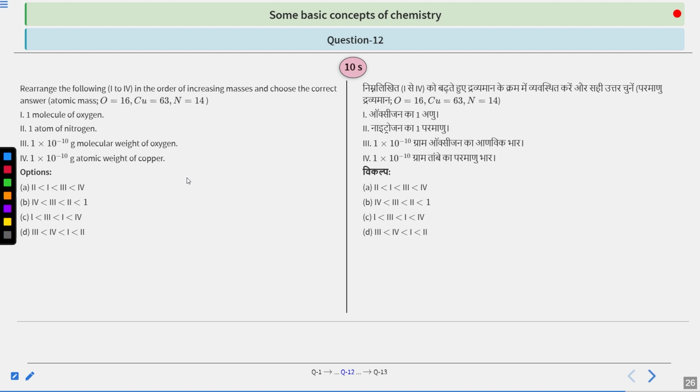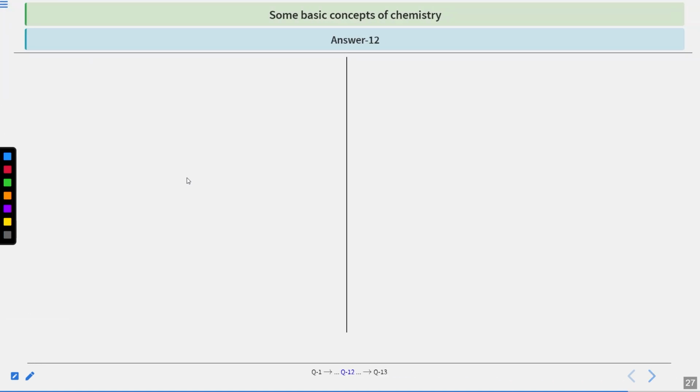Your options are 2134 for A, 4321 for B, 1314 for C, and 3412 for D. Clear? Now you have 10 seconds to solve this question. Your time starts now. Let us see the solution.